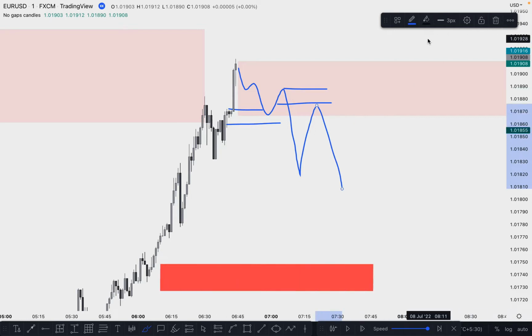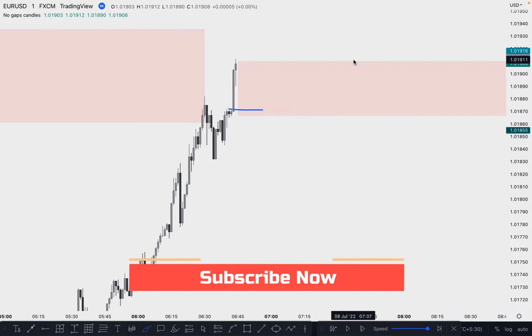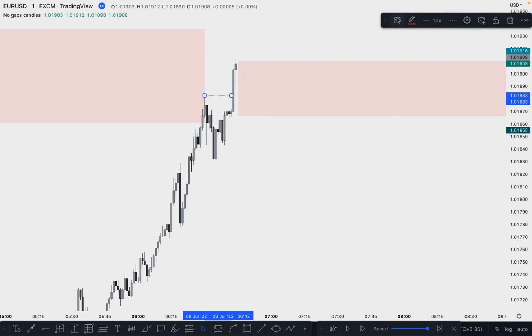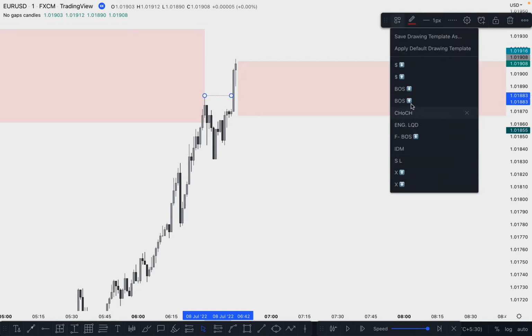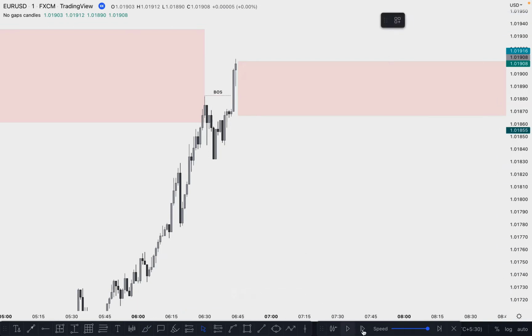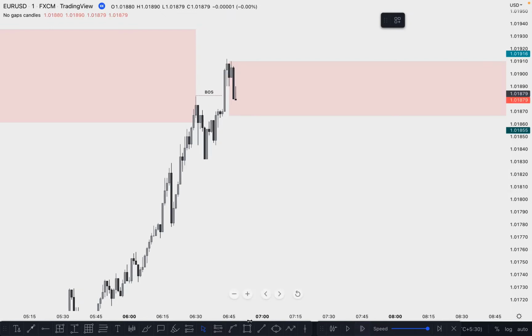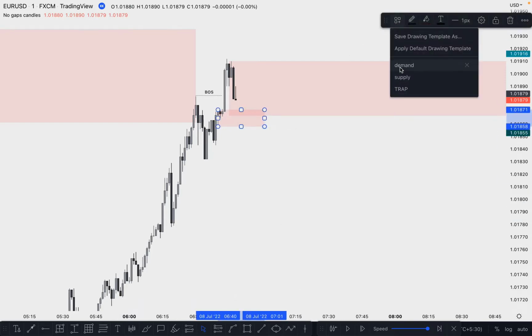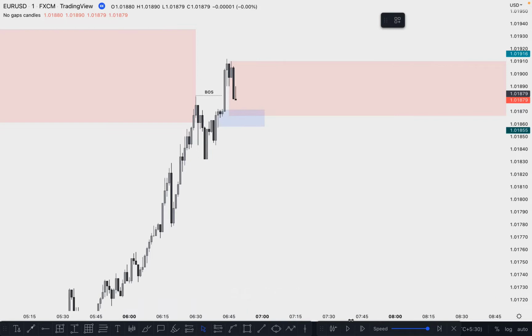Okay, and then let's see what happened next after this. This is our break of structure here, okay, like this. Now let's see what happened next here. And this one is our order block, a recent order block, and this one is our bullish order block, so blue here, correct.